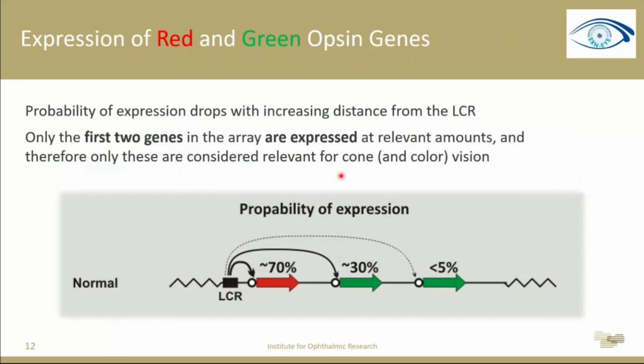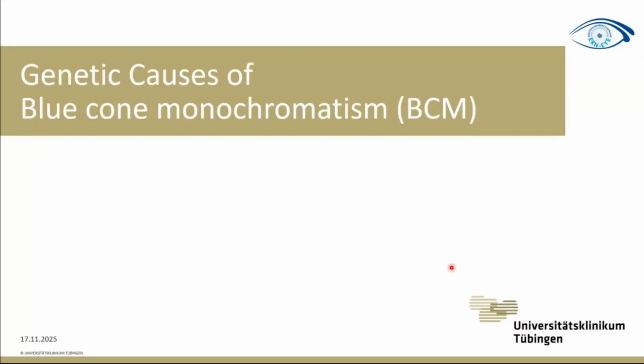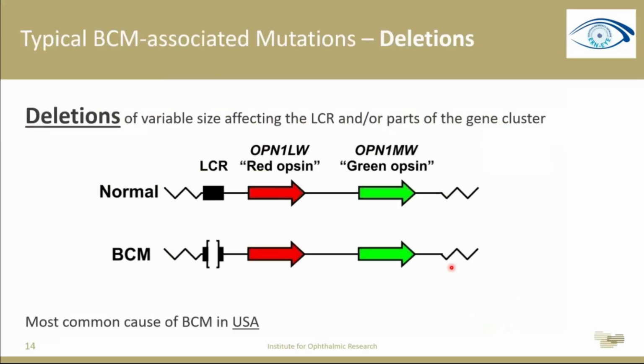It has also been established that the probability of expression drops with increasing distance from the locus control region, and it is well accepted today that essentially only the first 2 genes in the cluster are expressed, red more than green, and that the downstream genes essentially do not contribute to color vision capacities, and also typically likely not to disease. Now let's look at the genetic causes of BCM.